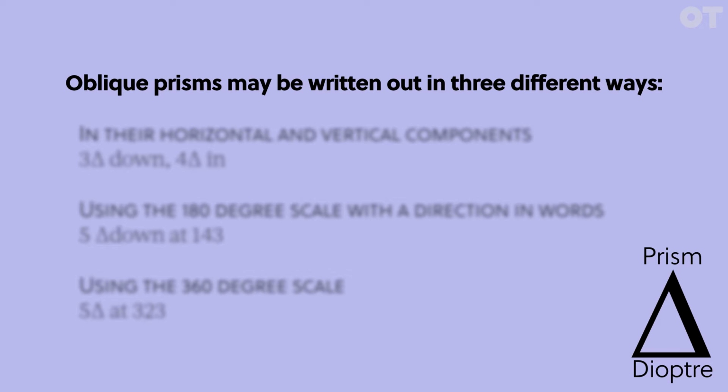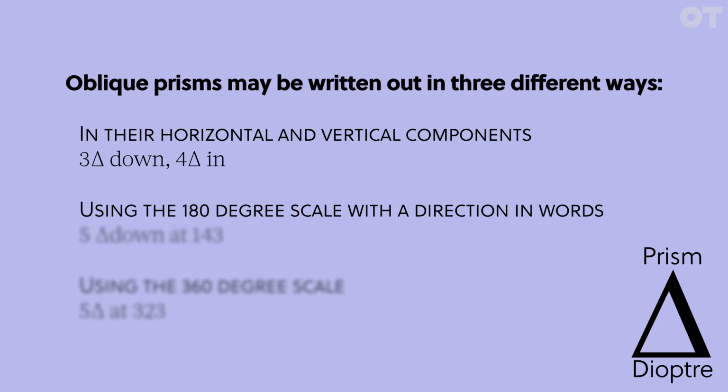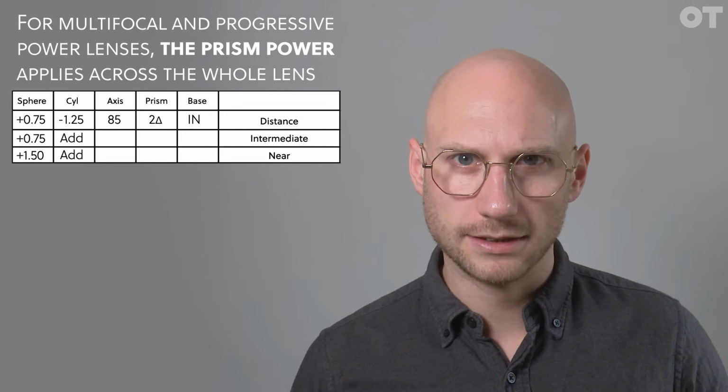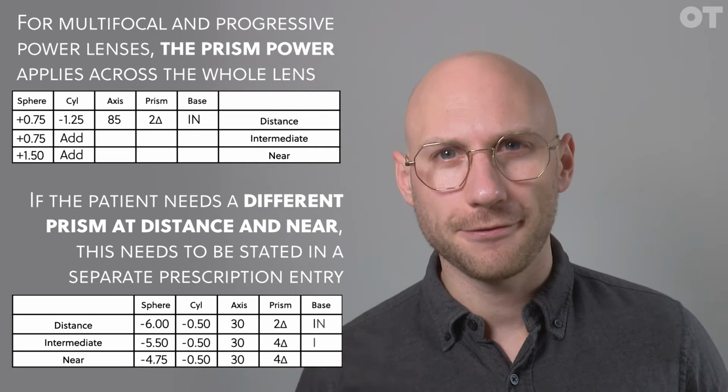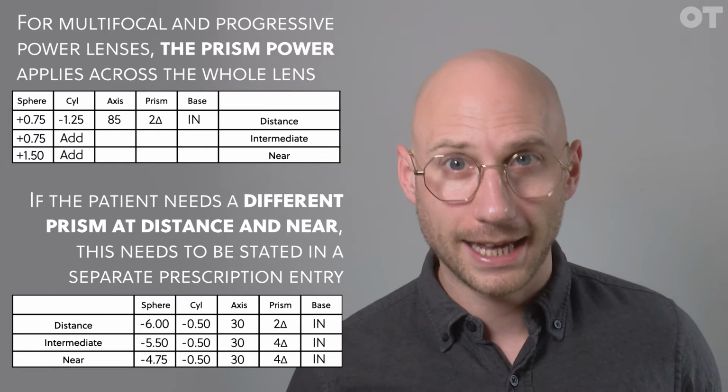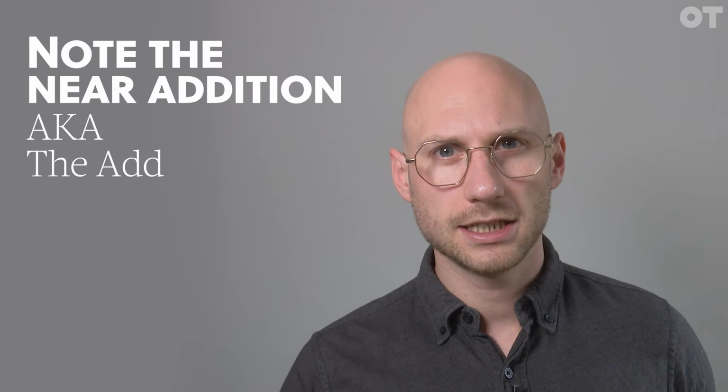Oblique prisms may be written in 3 different ways: in their horizontal and vertical components, e.g. 3 diopters down, 4 diopters in; using the 180 degree scale with a direction inwards, for example 5 diopters down at 143; or using the 360 degree scale, for example 5 diopters at 323. For multifocal and progressive power lenses, the prism power applies across the whole lens. However, if the patient needs a different prism at distance and near, this needs to be stated in a separate prescription entry.